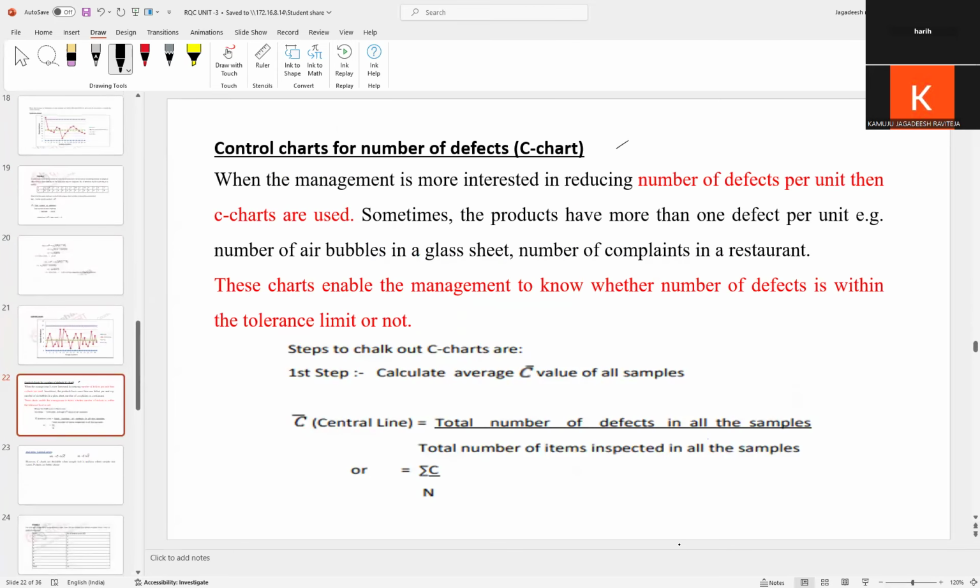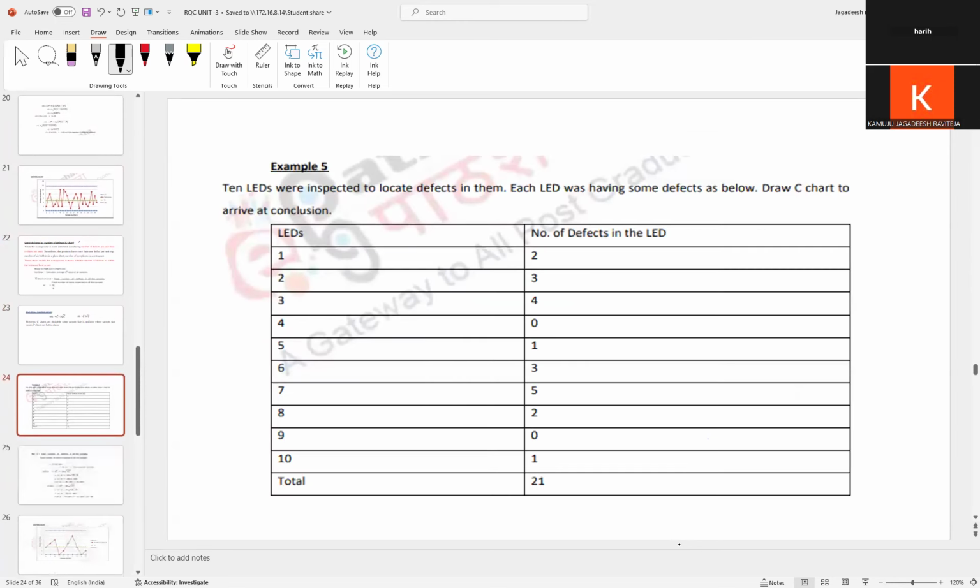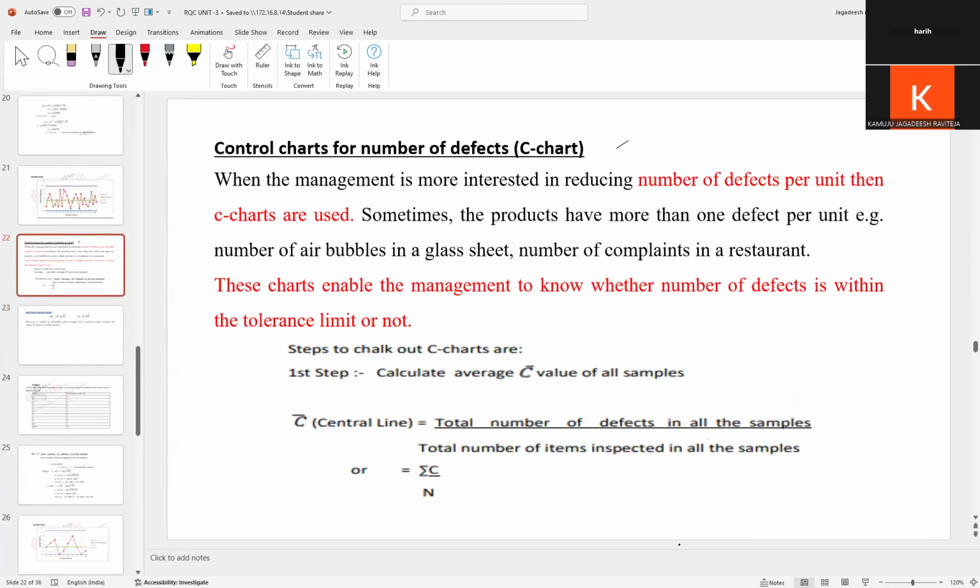Okay, so I think C chart, we discussed it. C chart. No, we didn't discuss. So what is this C chart?